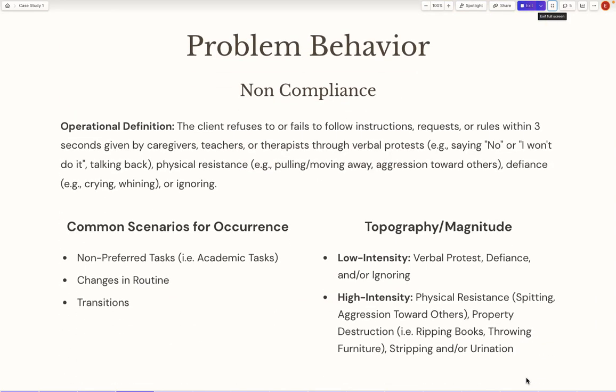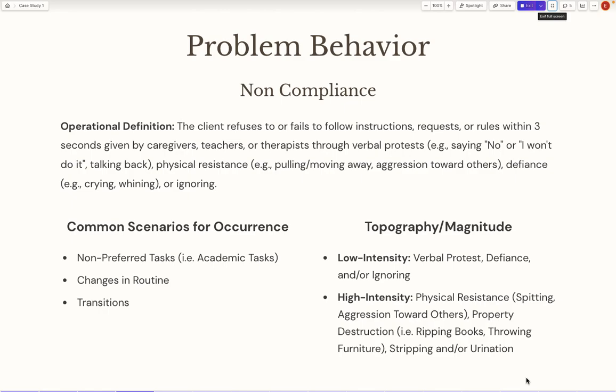The problem behavior of interest is noncompliance. It is defined as any instance in which the client refuses to or fails to follow instructions, requests, or rules within 3 seconds given by caregivers, teachers, or therapists through verbal protest, physical resistance, defiance, or ignoring. In the parentheses, you can see some examples of topography of each form.